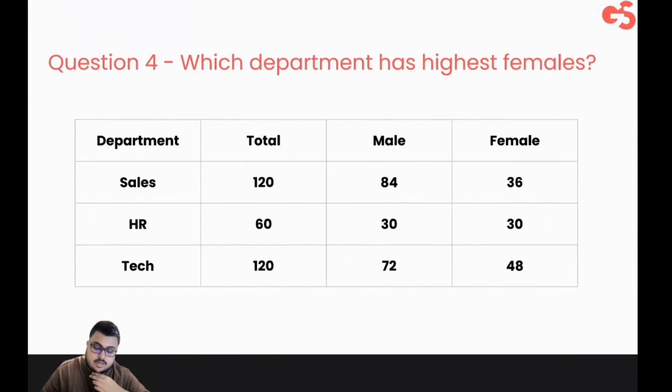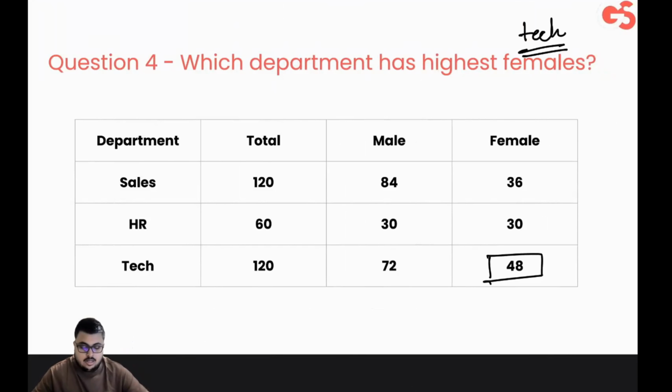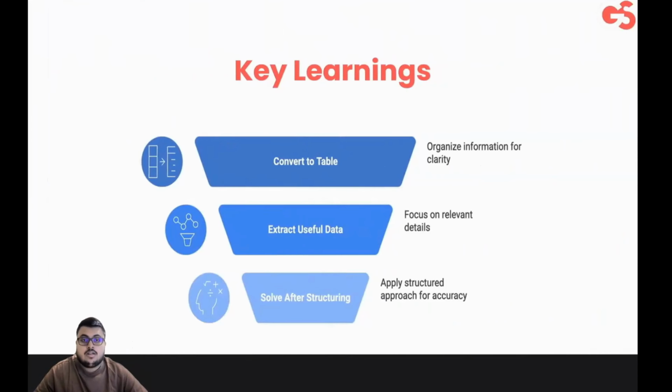And the last question, which department has the highest females? Now, since we do have the table, pretty easy, we can just look at the table and we know that tech has the highest number of females. So as you can see, we are done with the data, we are done with the set, and after making the table, it was very easy. It took us maybe like 2 to 3 minutes.